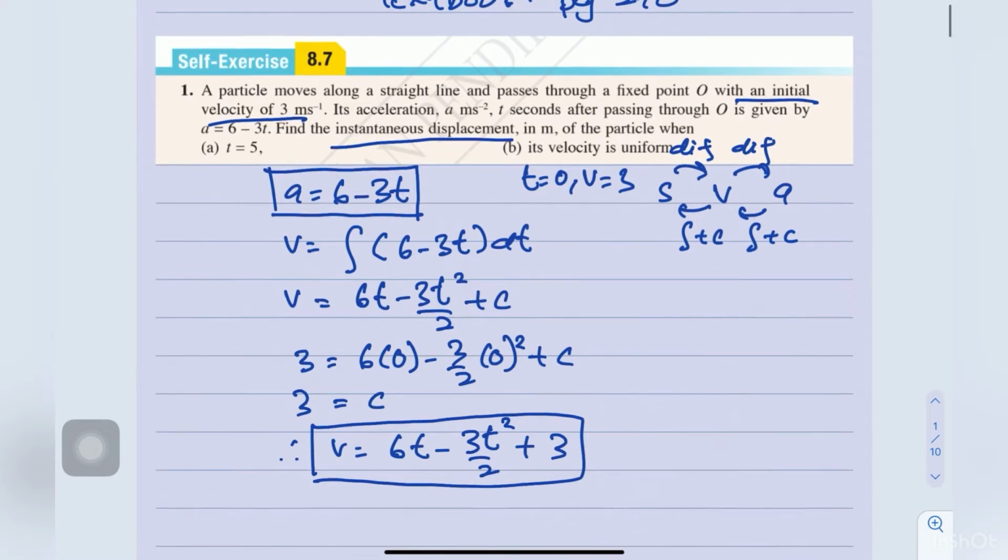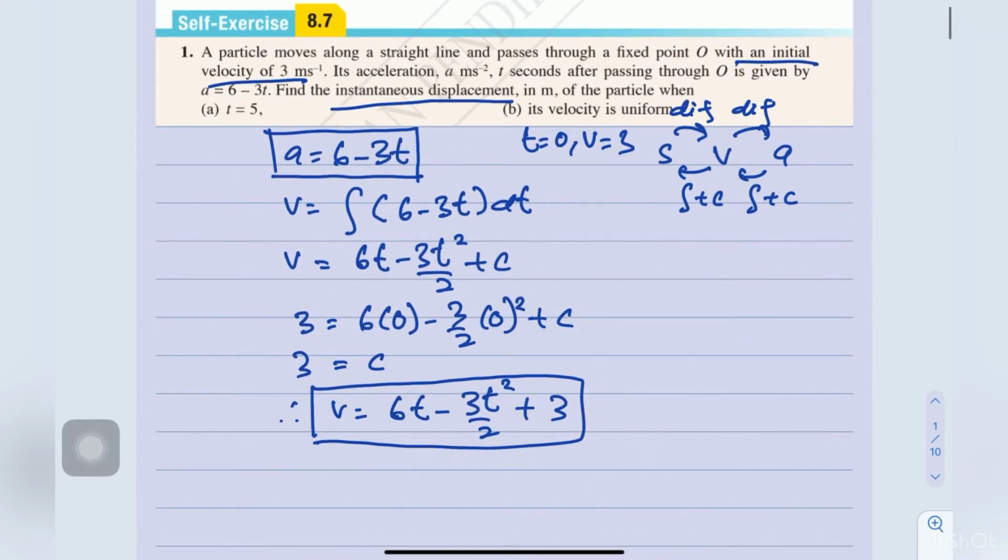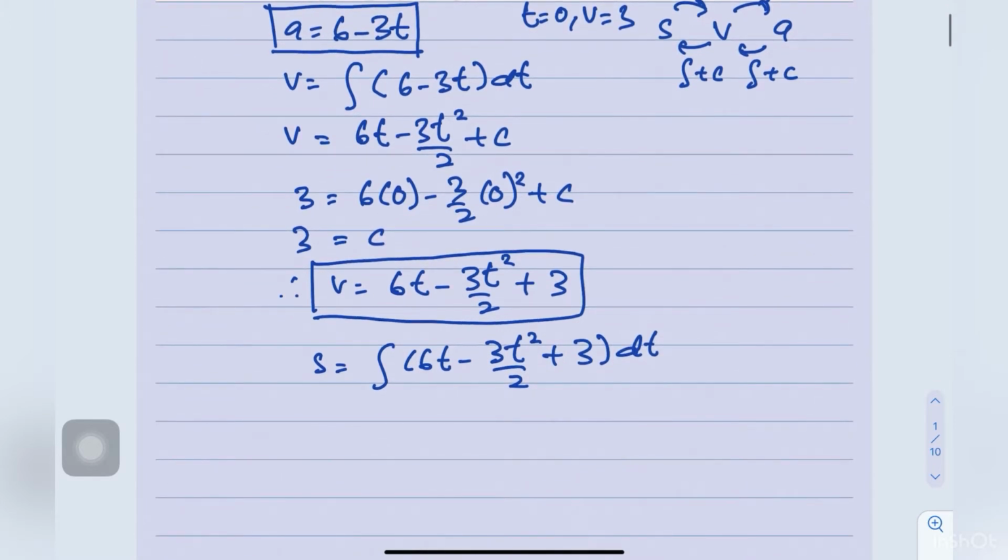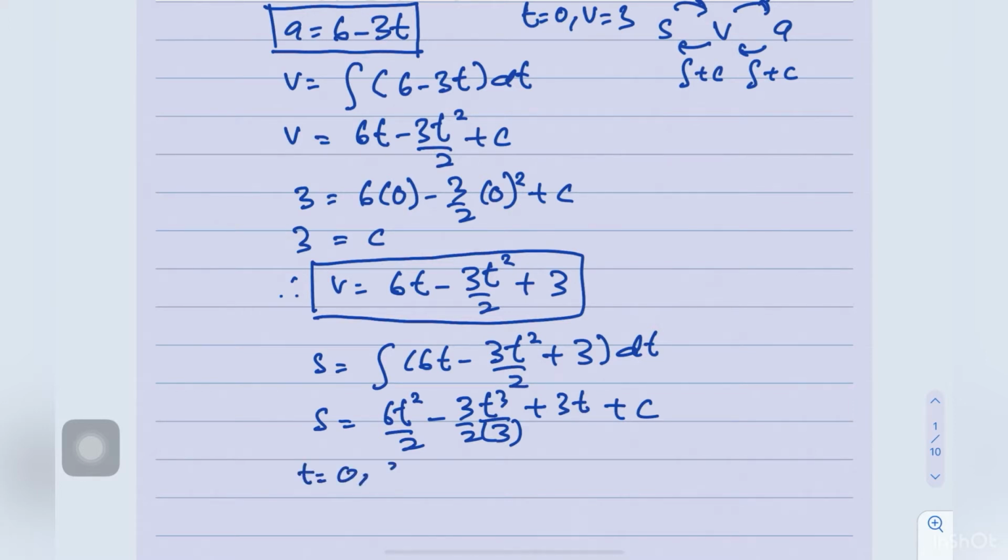Now to find displacement, we need to integrate another time. So S is the integral of 6t minus 3t squared over 2 plus 3 with respect to t. So then S is 6t squared over 2 minus 3 over 2 times t cubed over 3 plus 3t plus c. No information given, so we assume c is 0. When t equals 0, s equals 0, then c equals 0.